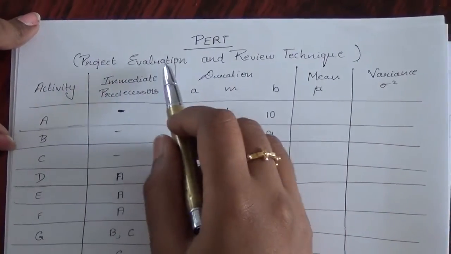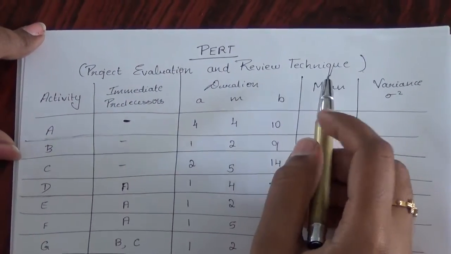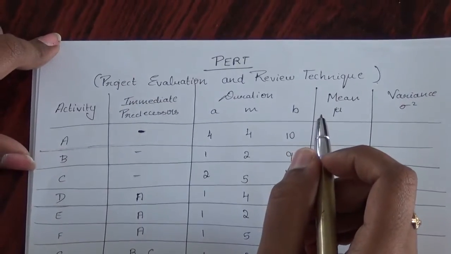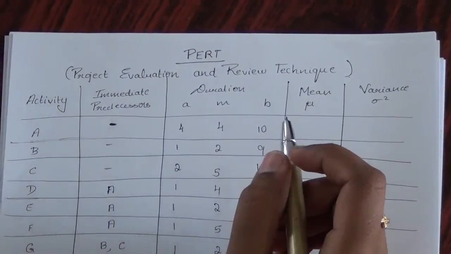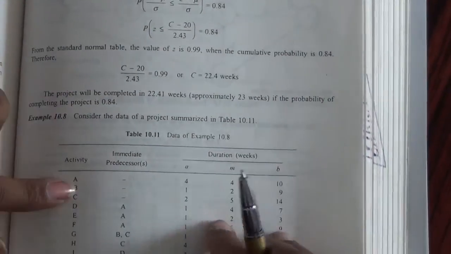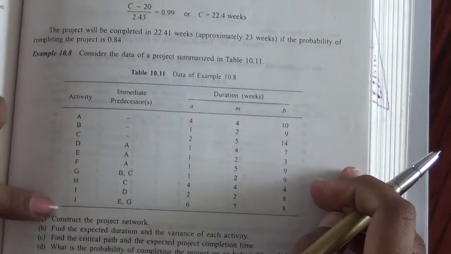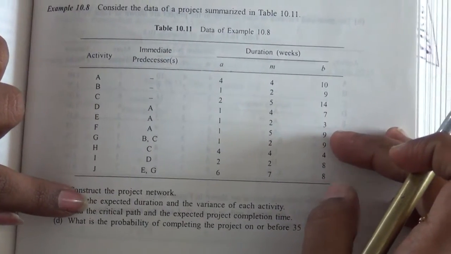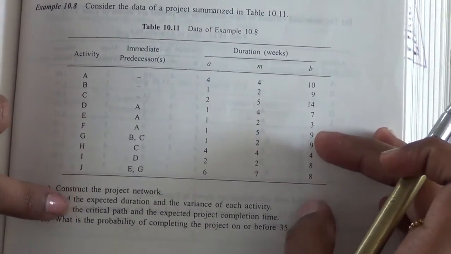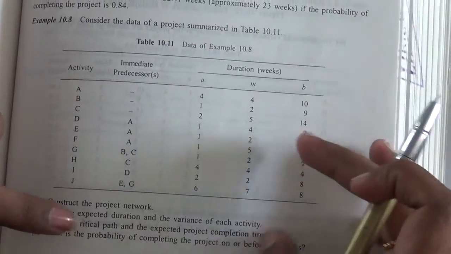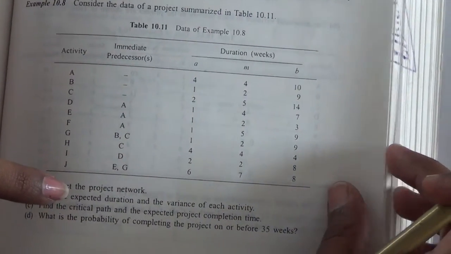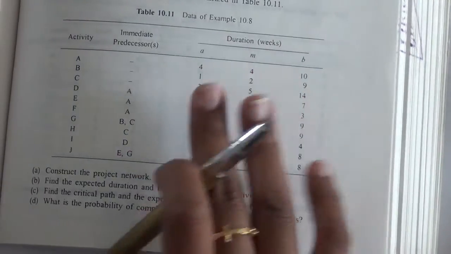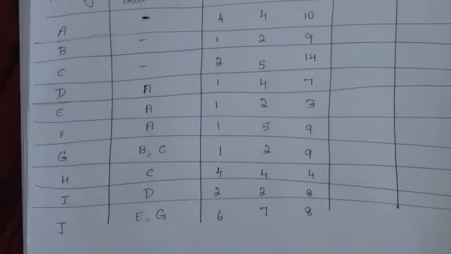PERT, Project Evaluation and Review Technique. It helps us to find the uncertainty of the project. Now let's look at the university question. This is the question where we are given the data and we are asked to construct the project network, find the duration, time and variance, critical path, expected project completion time and the probability of completing on or before 35 weeks. So let's start with constructing the project network.